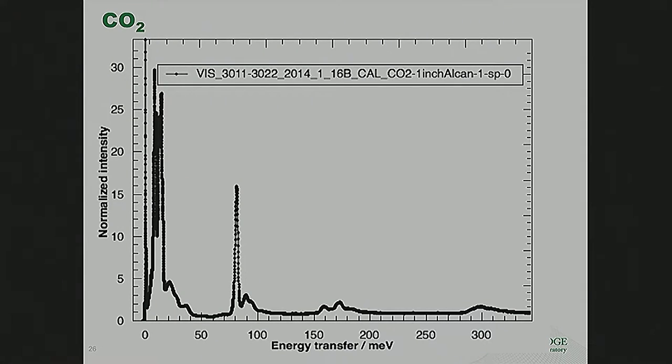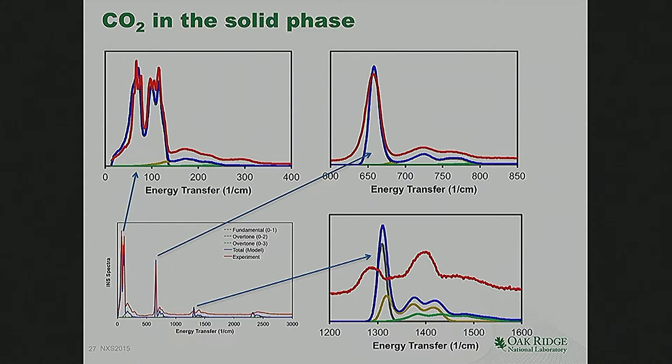Another characteristic of this instrument, as I said before, is a high counting rate. This is the spectrum of carbon dioxide, which has a very, very small cross-section for any practical purposes. We tried once to measure that in the UK, on TOSCA, and you can barely see this peak and not much else. This is how the spectrum looks. And if you zoom in, the blue line corresponds to the calculation, just to compare the quality.